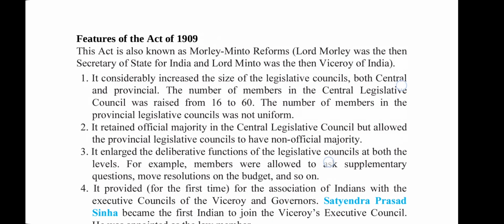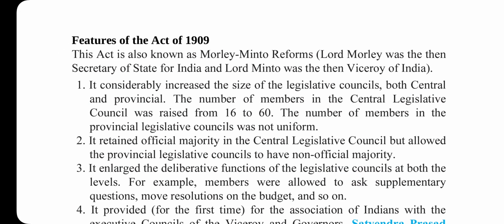First point is that it considerably increased the size of the Legislative Council. At that time, they had Legislative Councils at the central as well as provincial level, and in both areas, by this act, they increased the size. In the central Legislative Council, the number of members was increased from 16 to 60. So earlier the Central Legislative Council had only 16 members. After the coming of the 1909 Morley-Minto Reforms, the number was increased to 60.